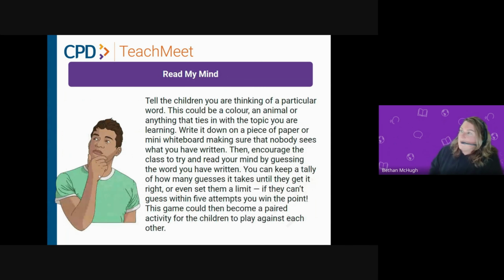Reading my mind, we mentioned about this. Tell the children that you're thinking of a particular word, or it could be a sentence. Write it on a piece of paper or a mini whiteboard.